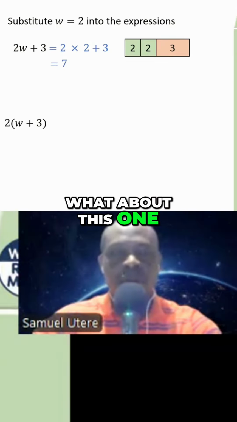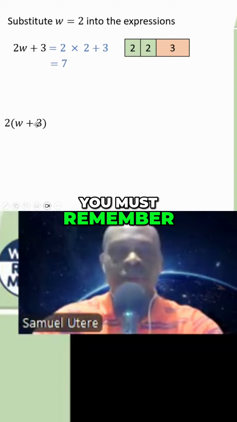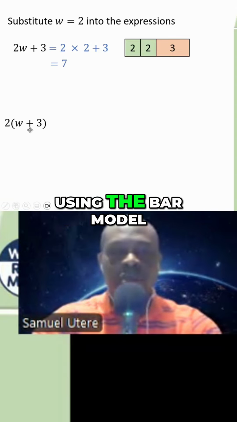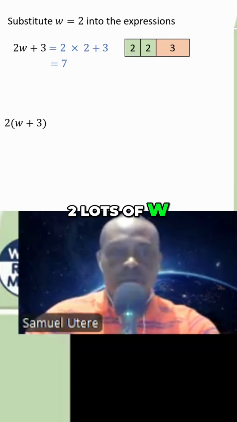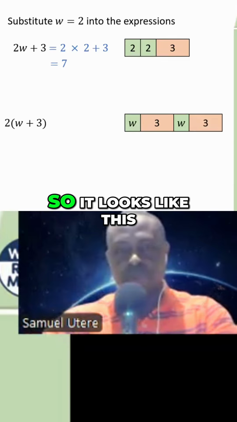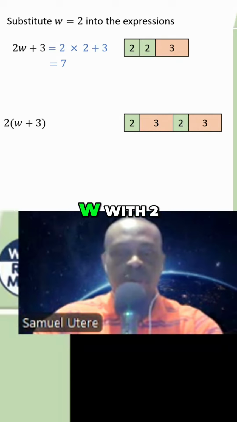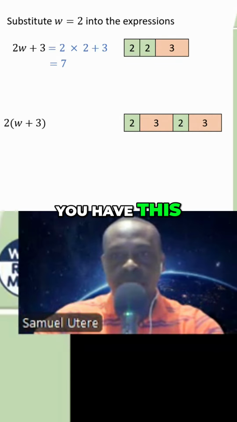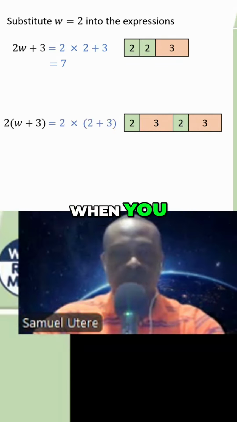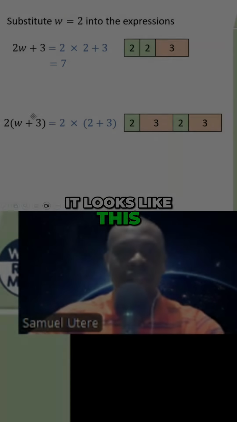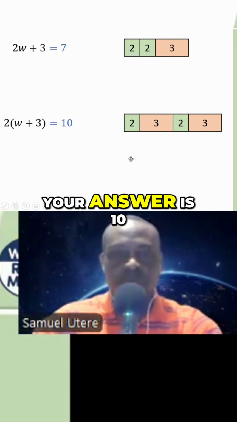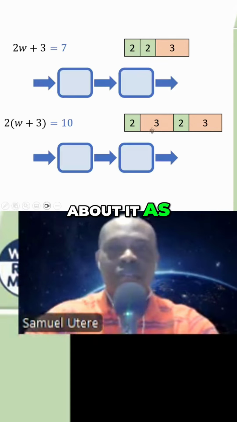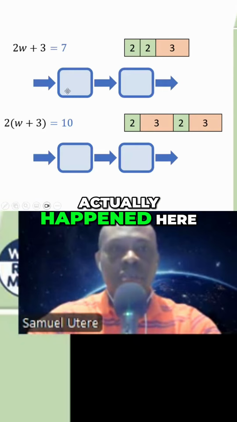Now, what about this one? This one, you must remember that when we were working using the bar model, something like this means you have 2 lots of w add 3. So it looks like this. If you replace w with 2, you have this. And so when you actually work it out, it looks like this. So 2 times 2 plus 3, because w is 2. Your answer is 10. If we think about it as a function machine, what has actually happened here?